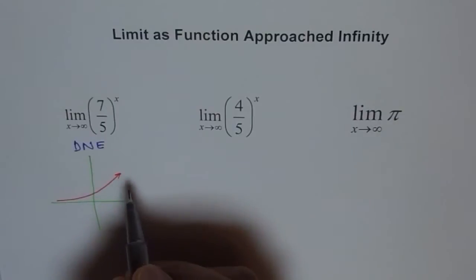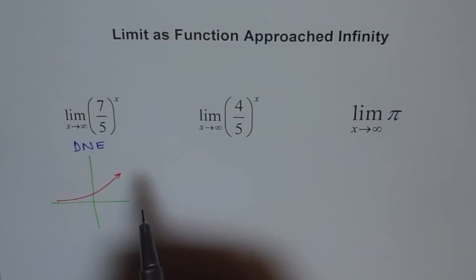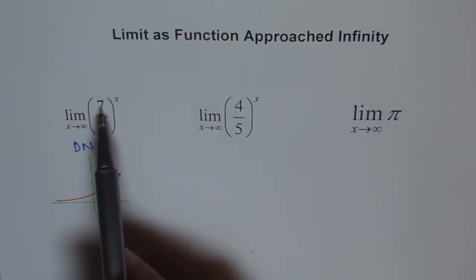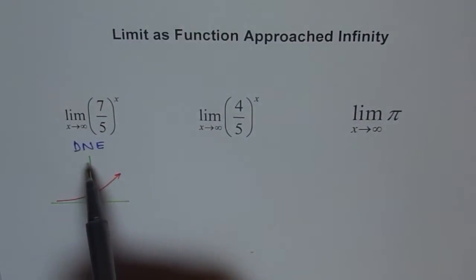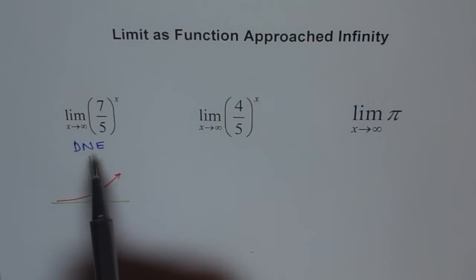Because it does not approach a fixed value. 0 is a fixed value, 7 is a fixed value, but infinity is not a fixed value, and we can never reach there. Therefore, as x approaches infinity, the function 7 over 5 to the power of x also approaches infinity, and so it does not approach a fixed value. We say the limit does not exist.